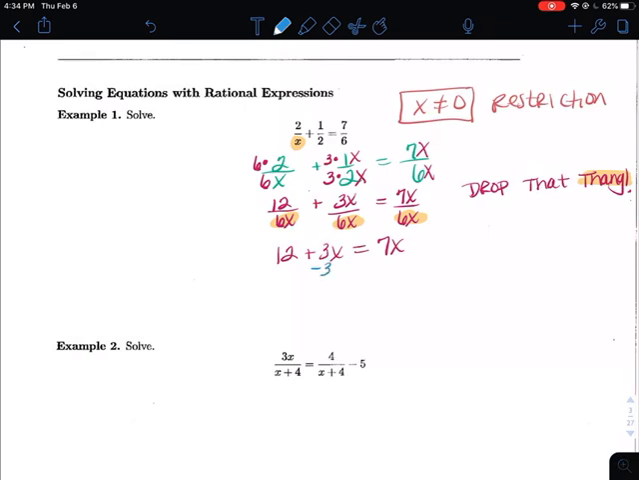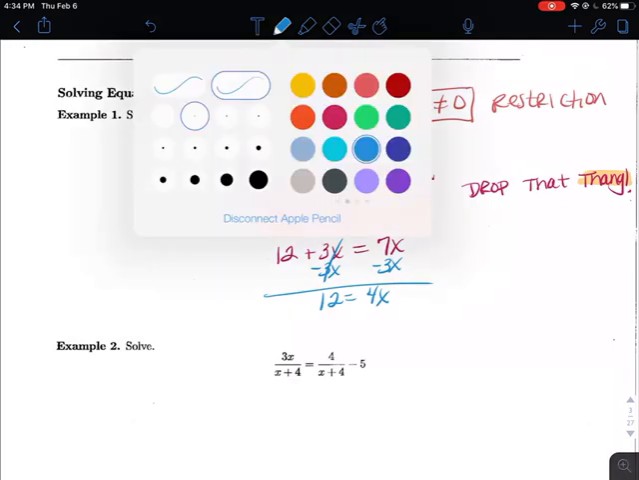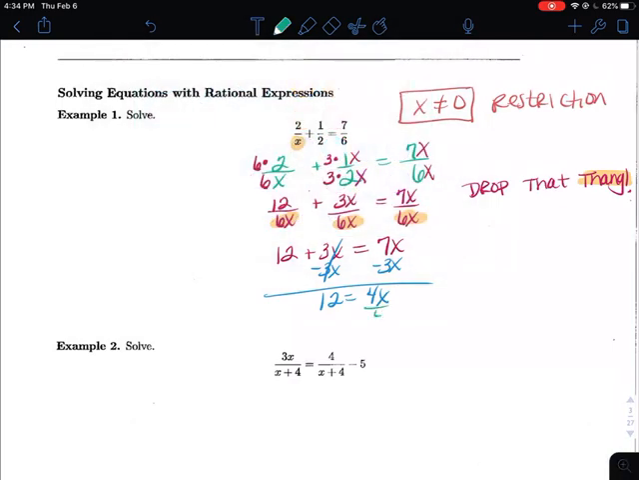Now I'm going to subtract 3x from both sides. The reason I'm doing this is because I already have x over here by itself. The 7x doesn't have a number behind it. So I'm going to subtract 3x from the left side, so I only have 12 left over. When I do that, I get 12 equals 7x minus 3x, which is 4x. I'm going to divide both sides by 4. And when I do that, I get x equals 3.